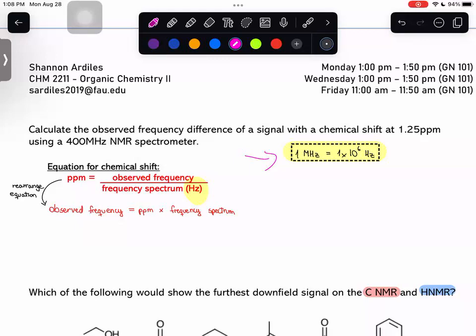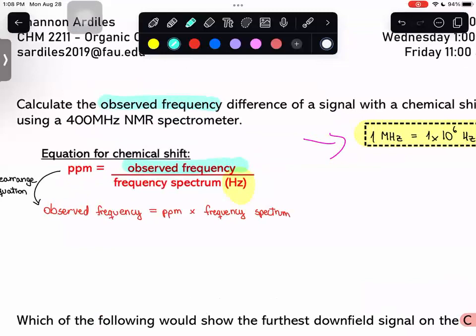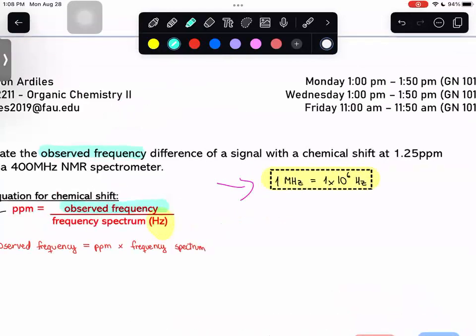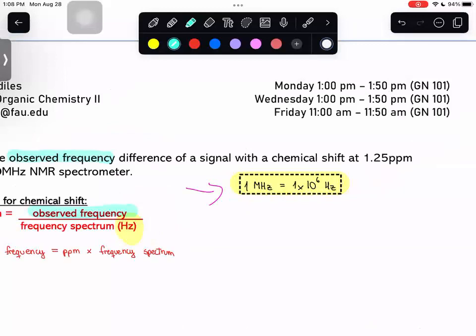Now, let's try to solve this problem. In this case, they're asking us for the observed frequency, which is right here. So we have to do some rearrangements that are just basic algebra. The observed frequency is going to be equal to the ppm value times the frequency of the spectrometer. And again, everything is in hertz. It says you're given a chemical shift of 1.25 ppm. So far, those are the clues that we have.